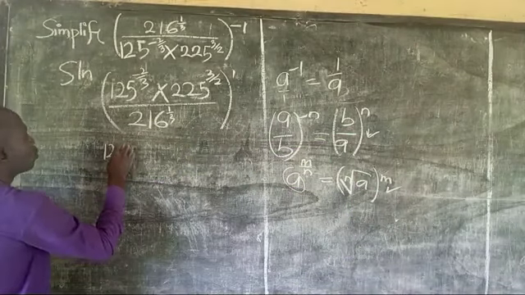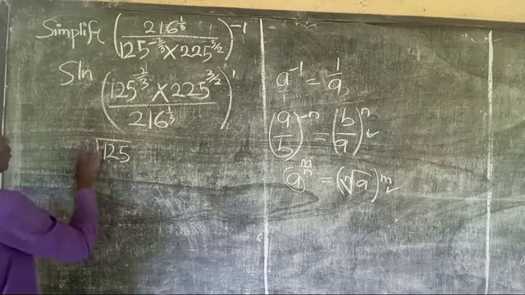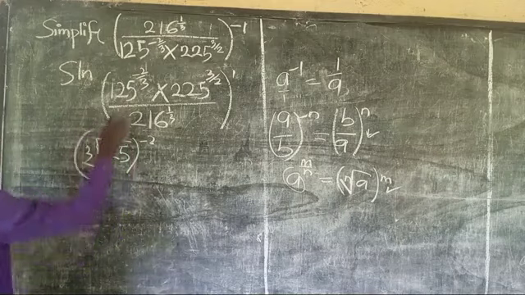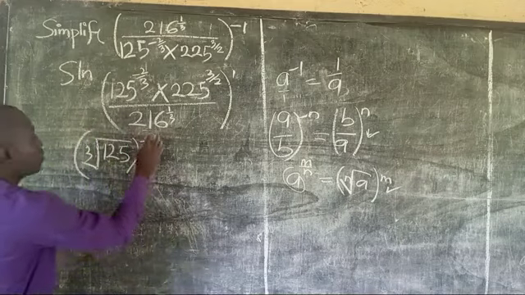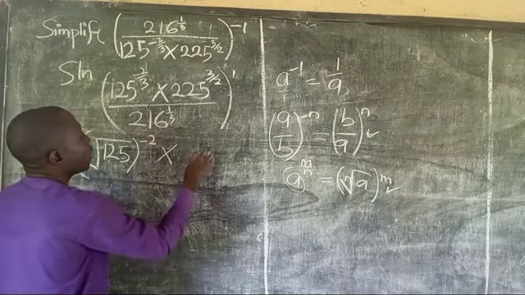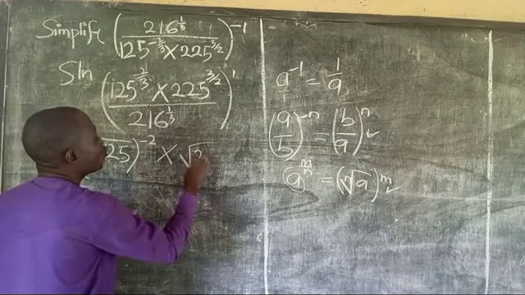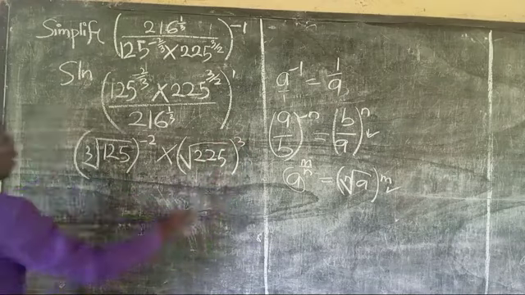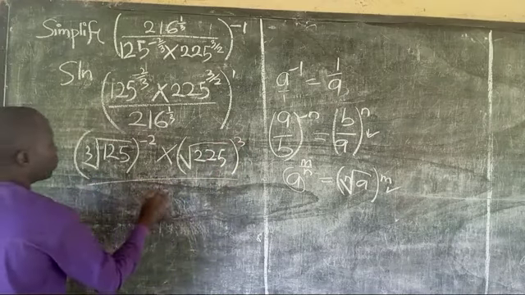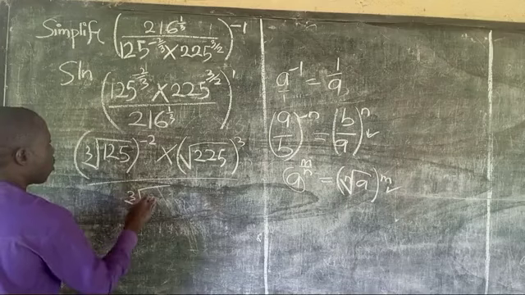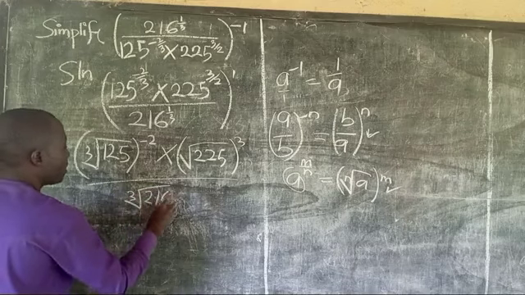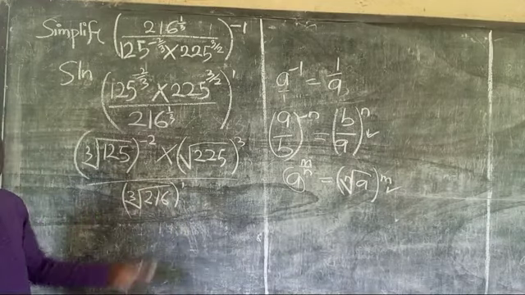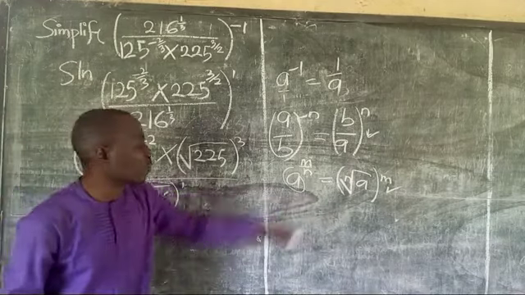So the cube root of 125, look at this, raised to power what? Minus 2. Don't forget it. There's a minus there. Multiply by the square root of 225, raised to power 3, all over the cube root of 216 raised to power 1. So we have successfully expressed our expression using this law.